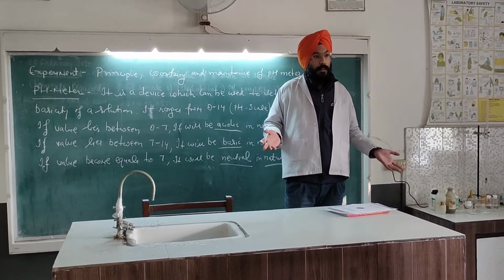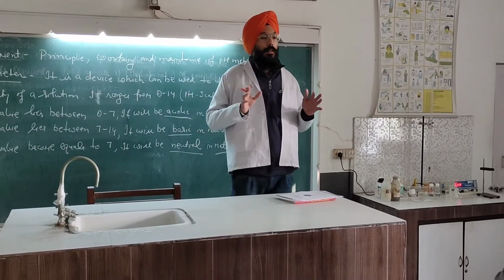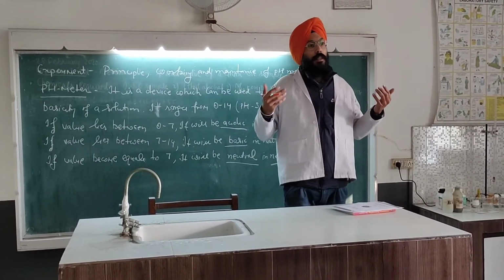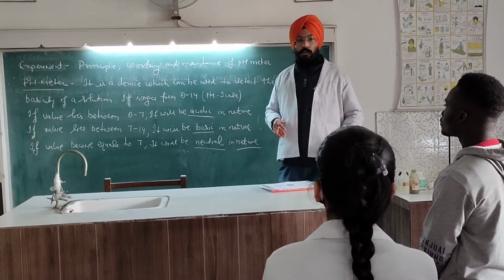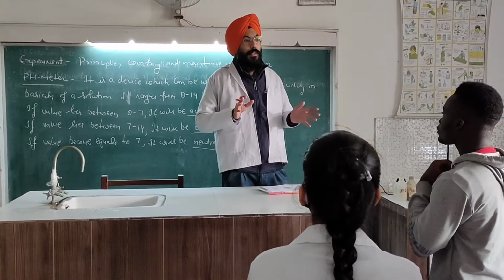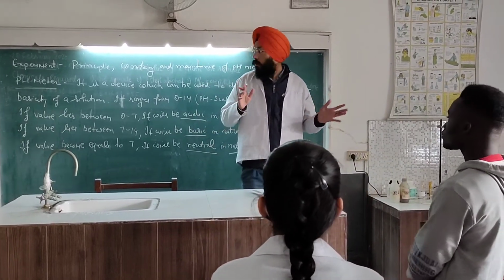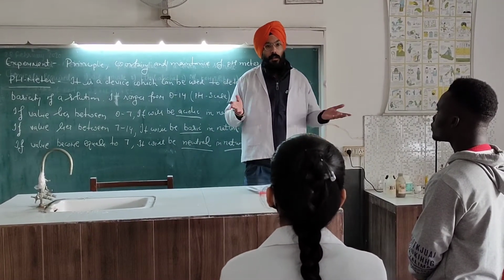A pH meter is a special kind of device which can be used in any kind of industrial uses, household purposes, or any other medical uses, especially for the sensitivity of the solution. And we know that its value ranges between 0 to 14. So 0 to 14 is the pH scale. If the value lies between 0 to 7, it will be acidic in nature, as we already know.